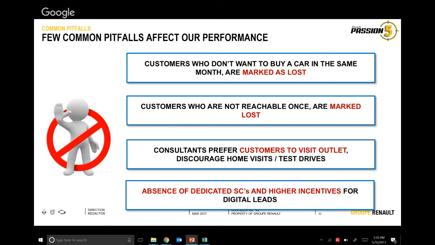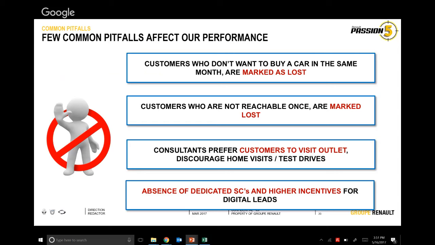The North area right now has started actively working on this. They are going for more home visits and giving more test drives at home. Because of that, they are seeing improvement in their conversion also, because when you reach out to the customer, he feels privileged towards your brand. So it is important that we encourage home visits and test drives. We try to reach out to the customer instead of telling him to reach out to us. We are more proactive in that approach.